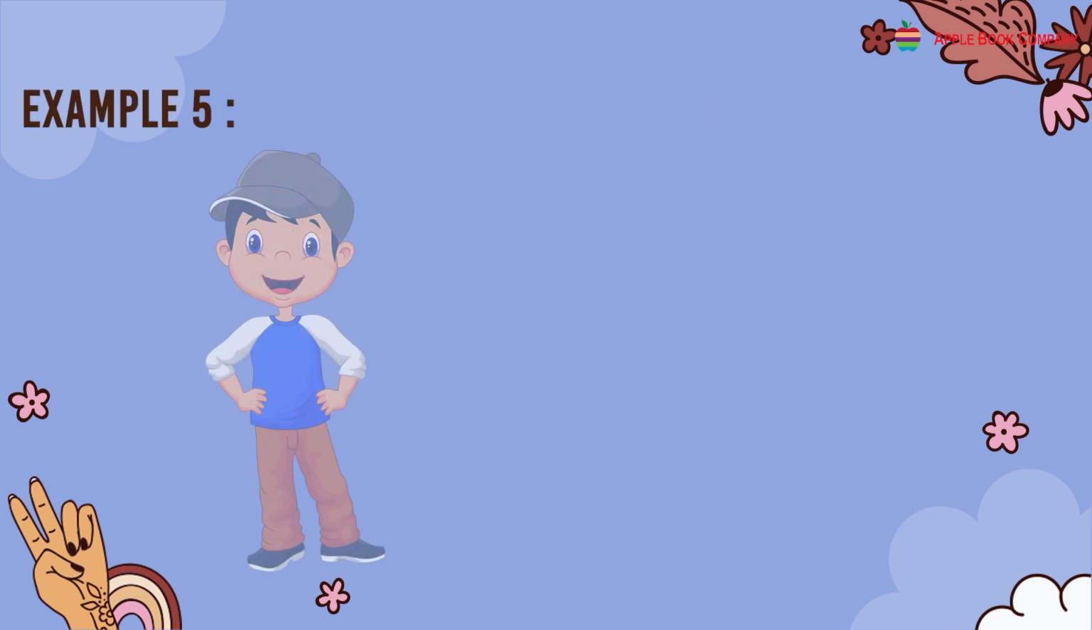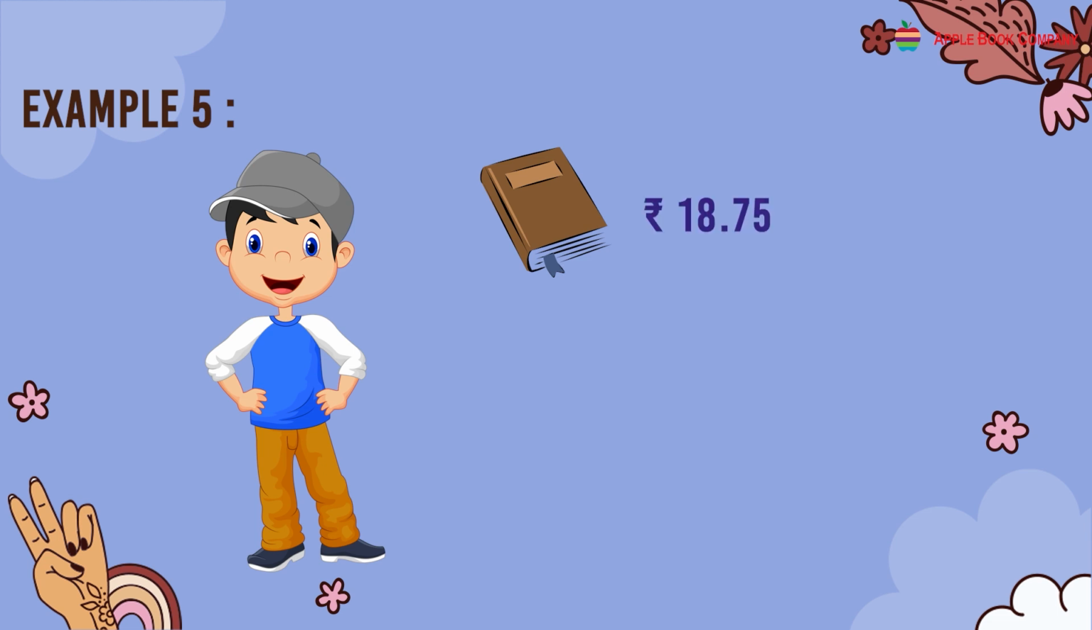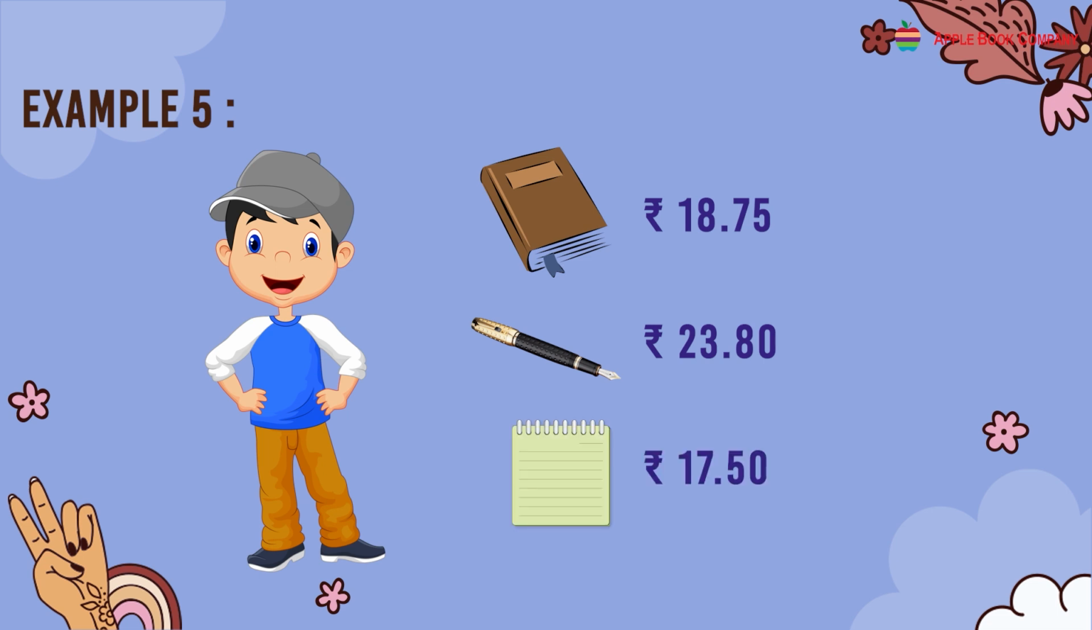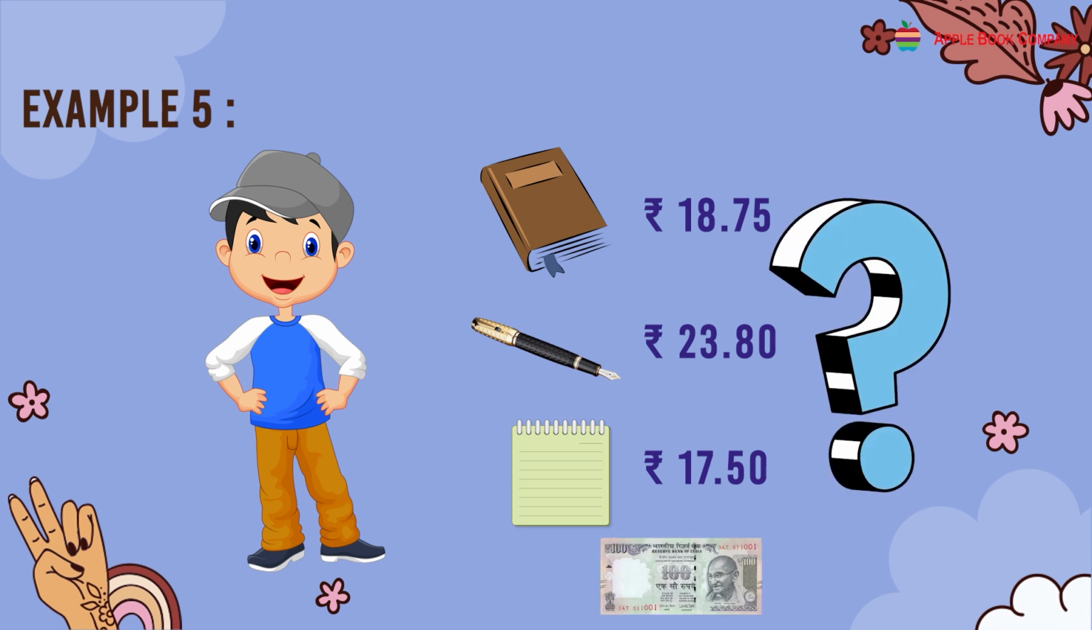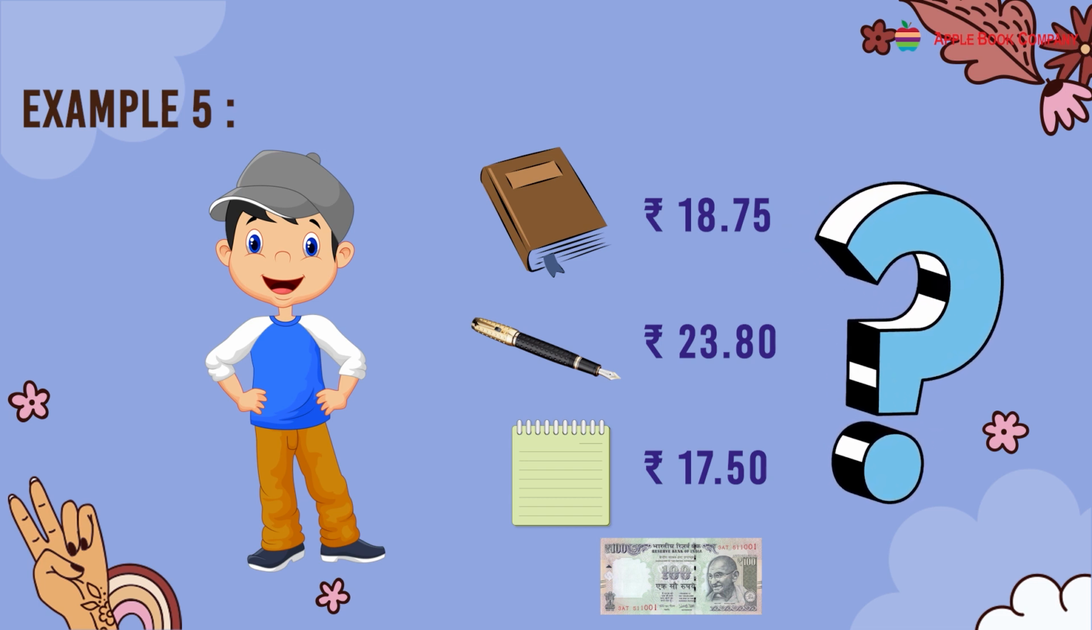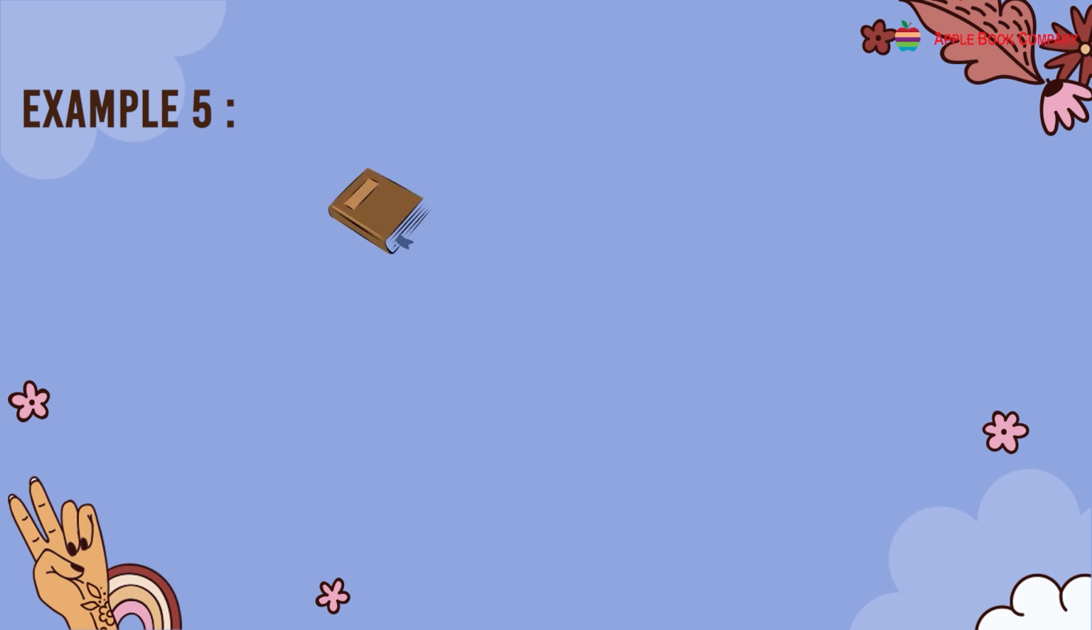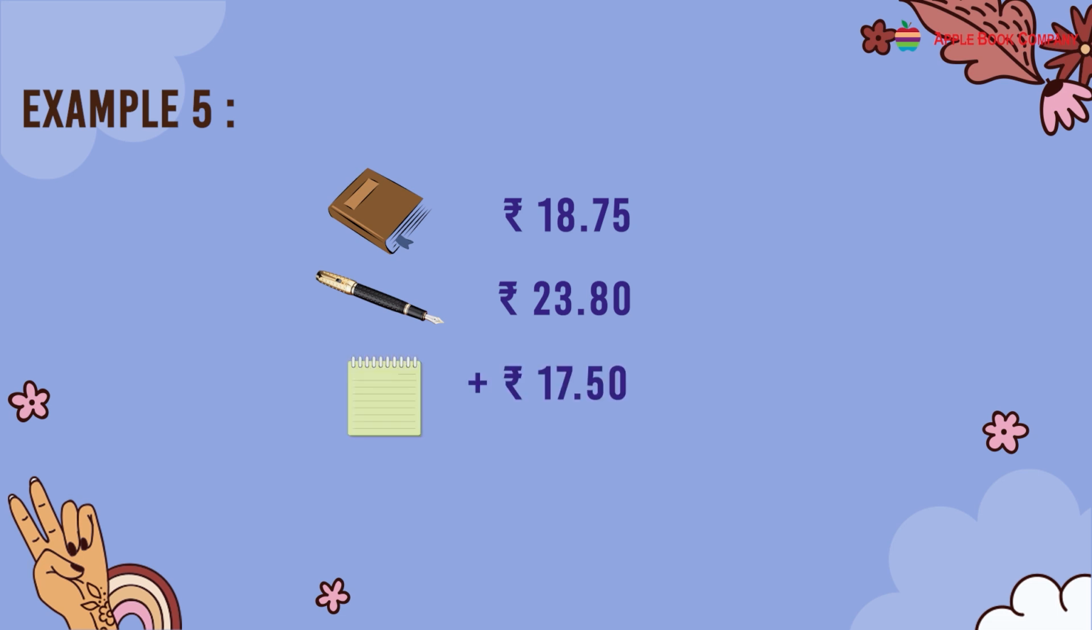Example 5. Mayank bought a book for 18 rupees 75 paise, a pen for 23 rupees 80 paise, and a notebook for 17 rupees 50 paise. If he gave a 100 rupee note to the shopkeeper, how much money did he get back? Solution. Cost of a book 18 rupees 75 paise. Cost of a pen 23 rupees 80 paise. Cost of a notebook 17 rupees 50 paise. So the total cost is equal to 60 rupees 5 paise.